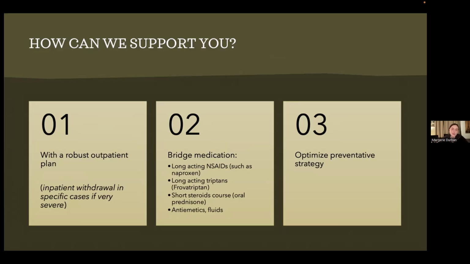For some of our patients, we've had good results with very short steroid courses, usually oral prednisone. People feel better for a good length of time, and it helps them deal with those withdrawal headaches. And then sometimes we use antiemetics and fluids. So anti-nausea medication can help, and then fluids, especially if you're inpatient. And then the third strategy we use is to optimize your preventative strategy so that it doesn't happen again.